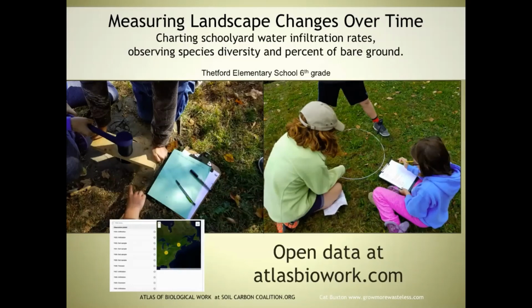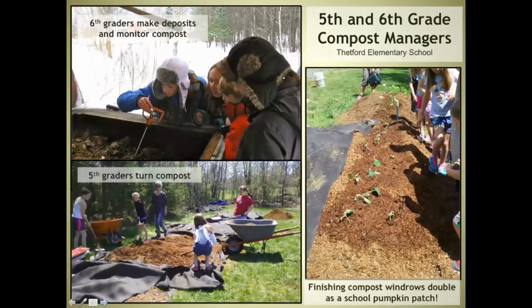These students are beginning to understand how we can better manage water in the landscape at school to be able to grow more food and get through drought periods without using too much water from our school system. The 6th graders at this school manage our compost. They make all the deposits, they monitor the compost, the data they collect is tied to their curriculum. 5th graders turn the compost, and the finished compost becomes a place where we can grow lots of pumpkins at our school because we grow more compost than we have gardens for it.